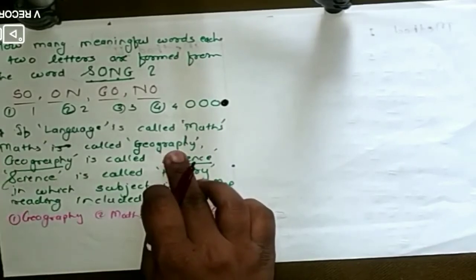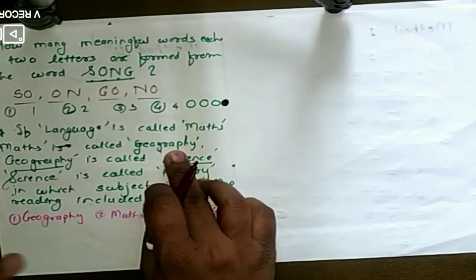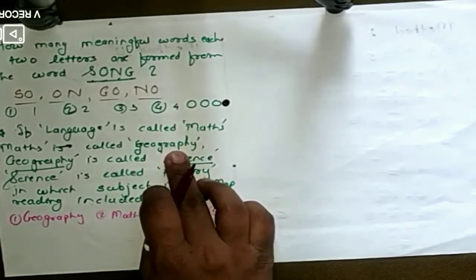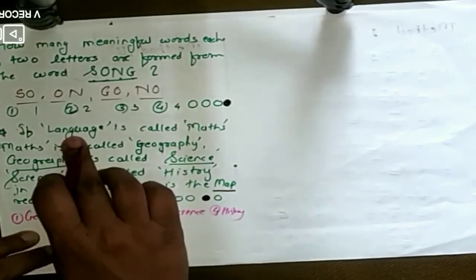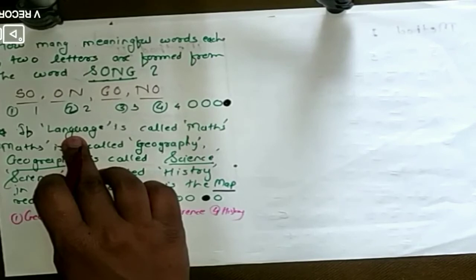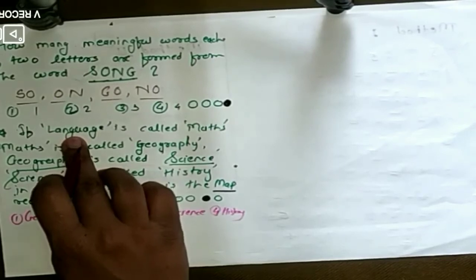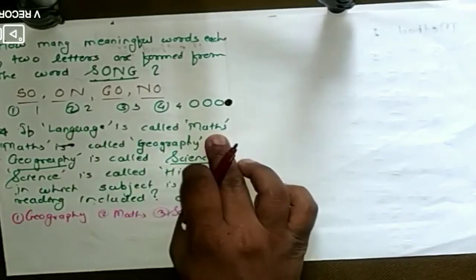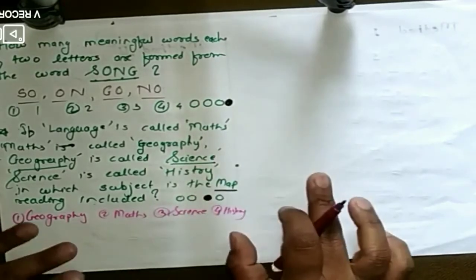So geography will be the answer. If they are asking in which subject you are studying the poems, here we are actually studying poems in language. Yes, language means it may be English, Marathi or Hindi. So actually we are studying these poems in language, but language is called as maths. So its answer will be maths. In this way these tricky questions are there, and we have to solve them.